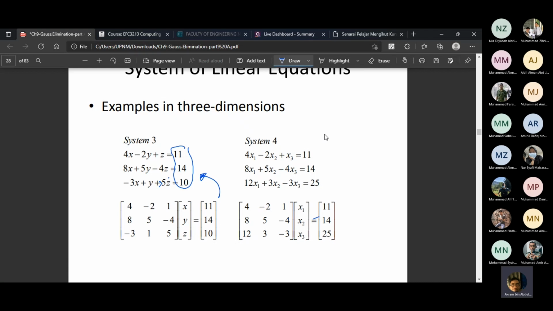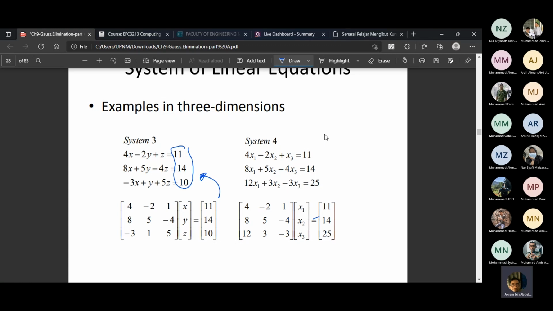Okay, we have 4x minus 2y plus z equal to 11, 8x plus 5y minus 4z equal to 14, and negative 3x plus y plus 5z equal to 10. So macam mana nak tukarlah bentuk matrix? Okay, pastikan susunan dia sama: x, y dan juga z.